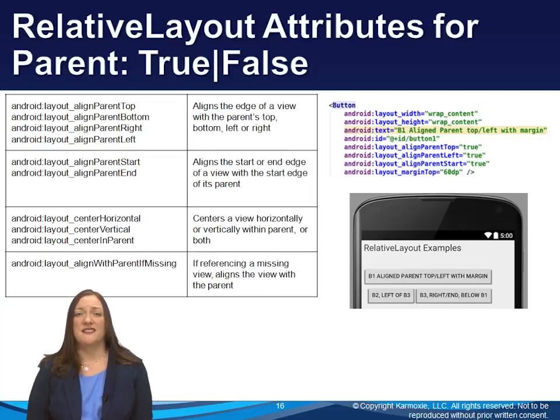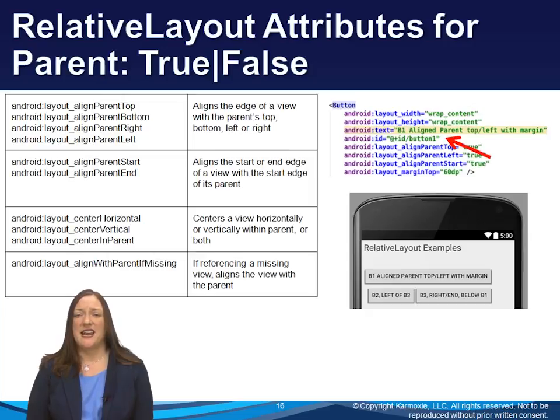Another thing we can do is centering. We can center horizontal, vertical, or just center in parent for both horizontal and vertical. And then in the last row here, we have align with parent if missing. The idea here is if an element goes missing, then we're going to have it default to aligning up with the parent. And things don't just go missing all the time, it's just programmatically. You might remove something from the flow, and we would like it to align with the parent. So again, these are all options that we can use to position an item relative to the parent.